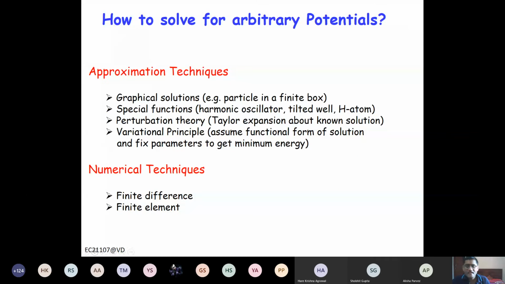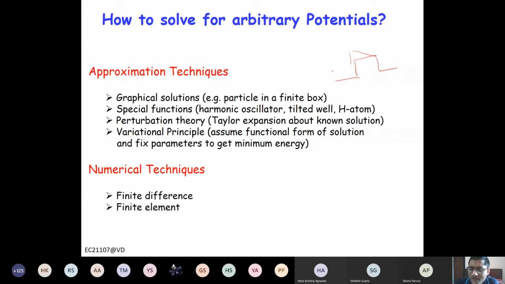So how to solve for any arbitrary potential? So far we have seen potentials of regular shape, such as step potential and potential barrier. Even a triangular potential you can solve. It's more complicated, but can be done. There are approximate solutions and numerical solutions. For approximate solutions, you can look for a graphical solution, or a special function, harmonic oscillator, tilted well, hydrogen atom.